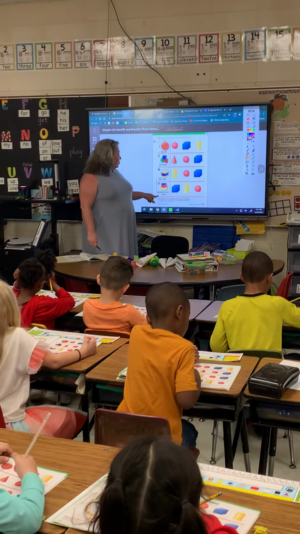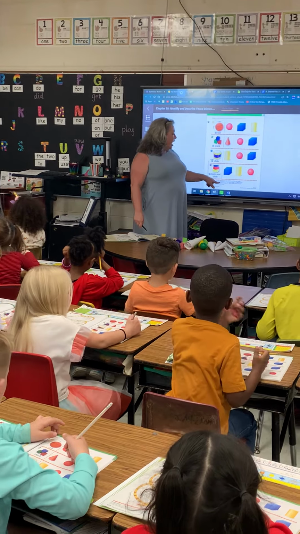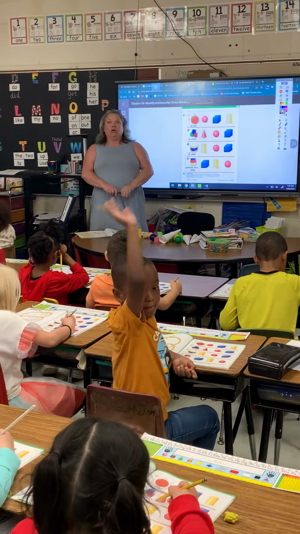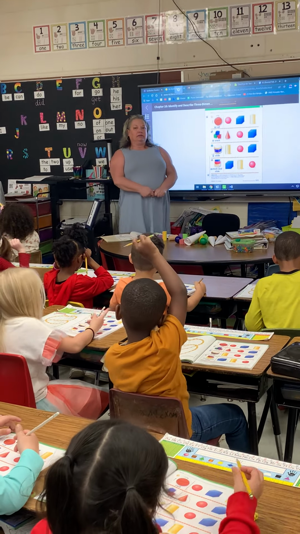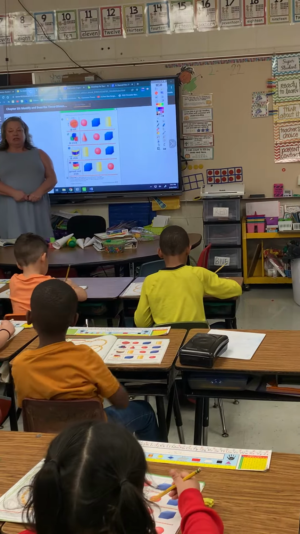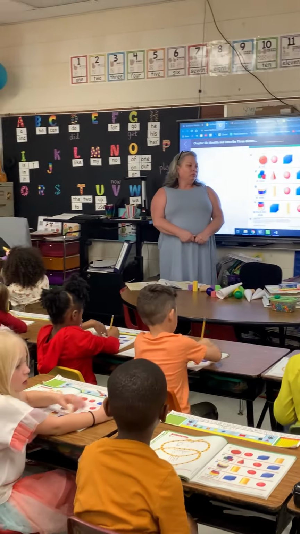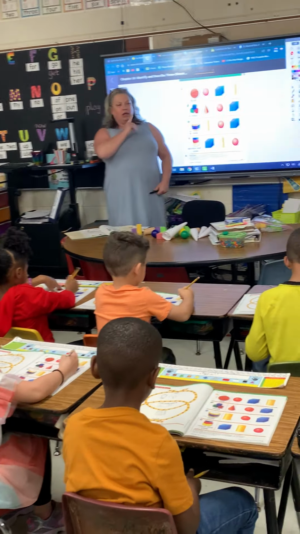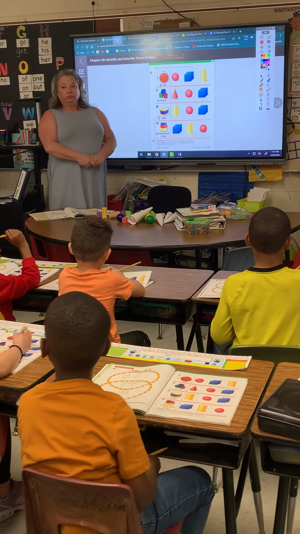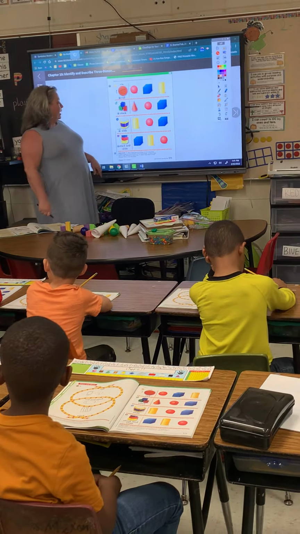All right, number 3, which is right here with the leaf, says which shapes do not stack? Mark an X on the shapes that will not stack. Will that stack? Remember the shapes that would not stack? Put an X on them. Will that stack? Okay.